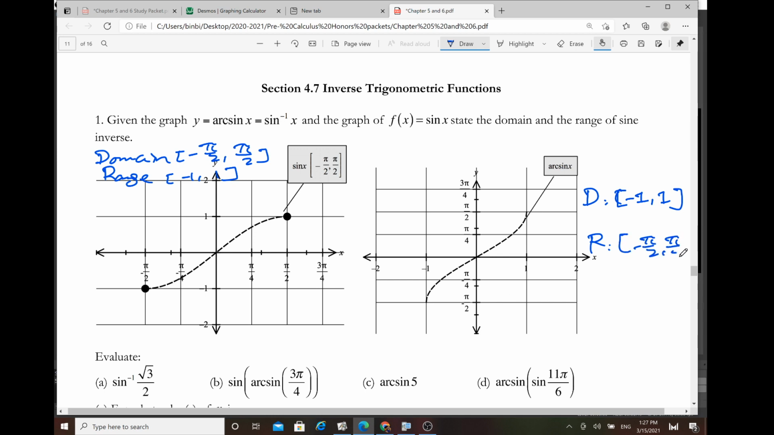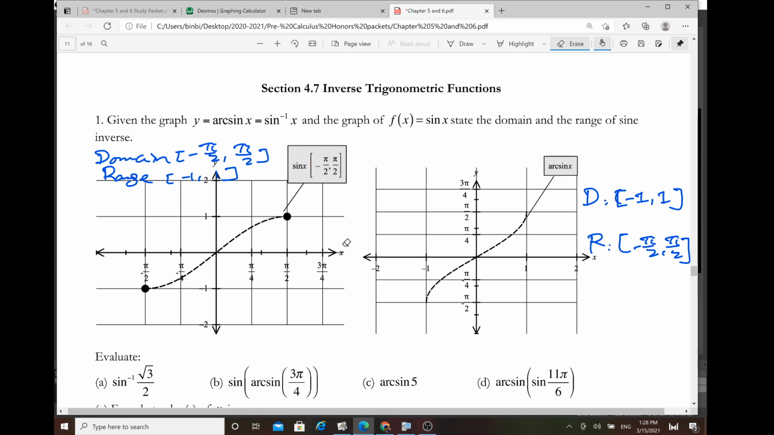pi over 2. And for those of you wondering, how come they're being switched? Well, because they're considered inverses of each other. Try to make the line of symmetry, let's say y equals x. You'll see that the graphs here are symmetrical about the line of symmetry.